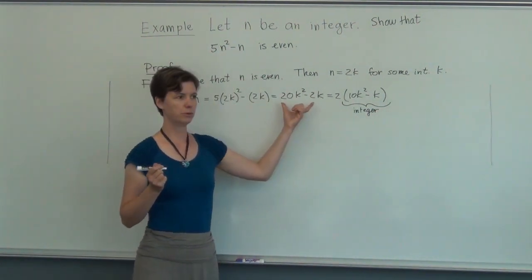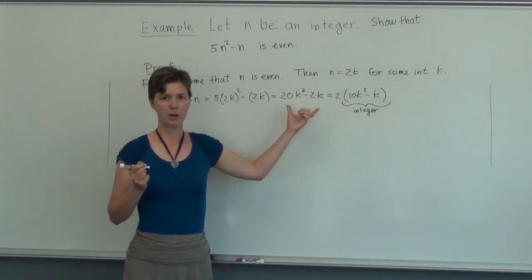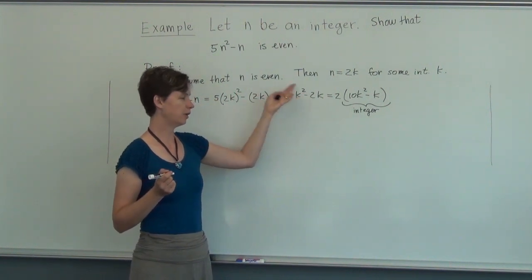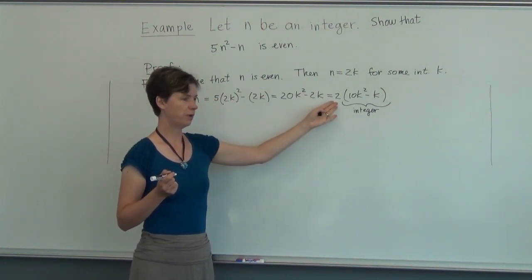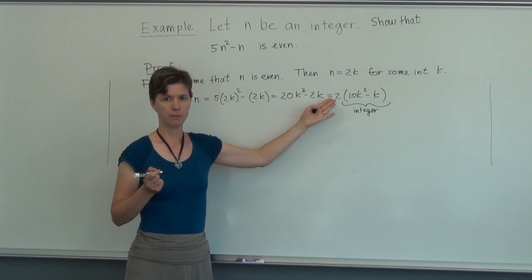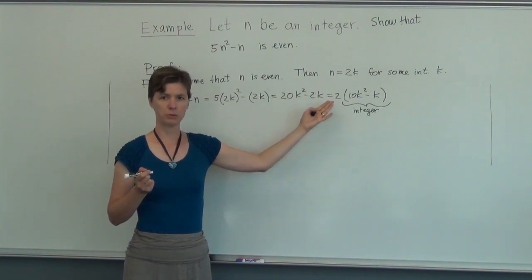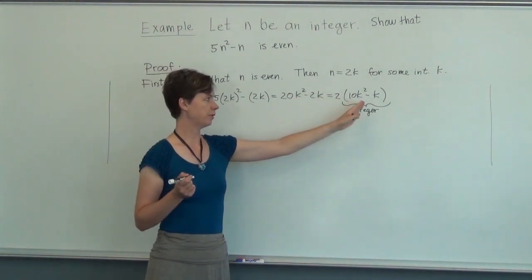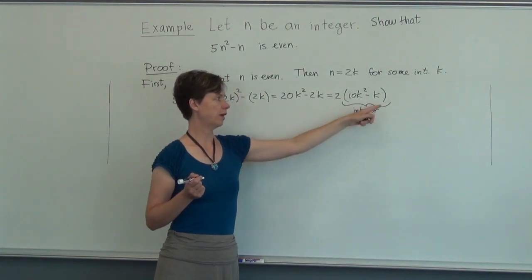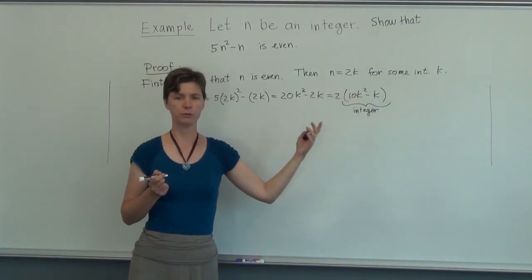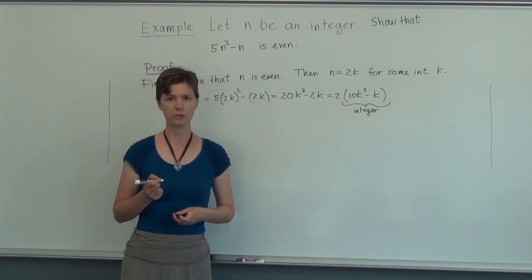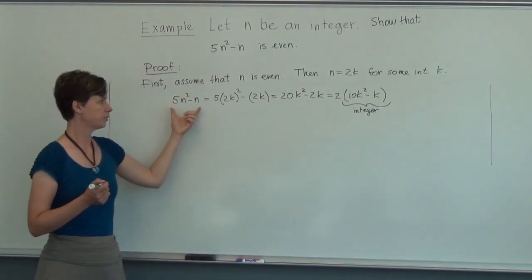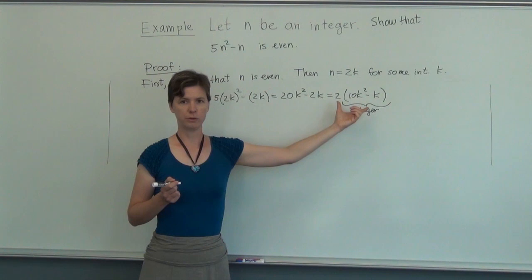Now, notice that we're not doing complete factoring. We could have factored out 2k. I only chose to factor out 2 because I'm trying to satisfy a certain form, twice an integer. As long as I have an integer over here, the point is not to factor, the point is to express this in the appropriate form.